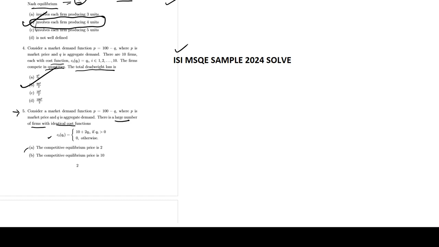Let us find the marginal cost for each firm. MC equals dC_i by dQ_i, which is equal to 2 units. Since there are a large number of firms, the supply is perfectly elastic and marginal cost equals 2.